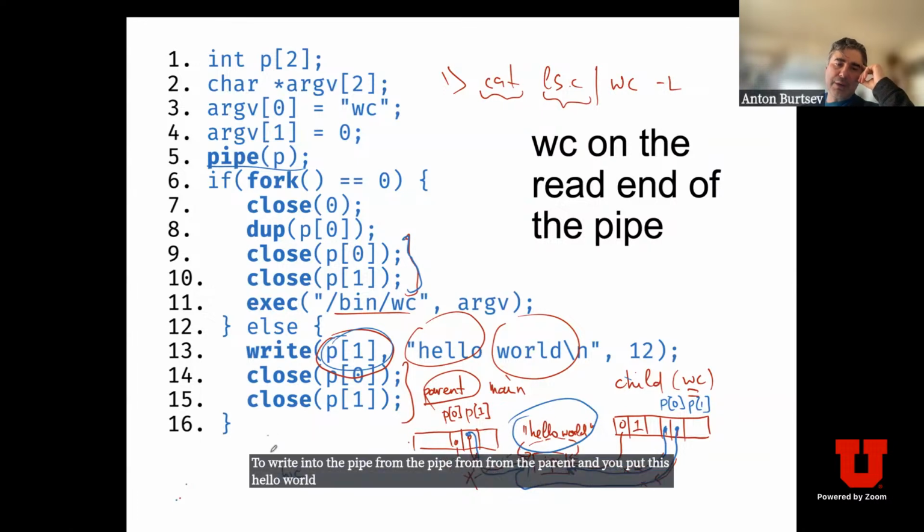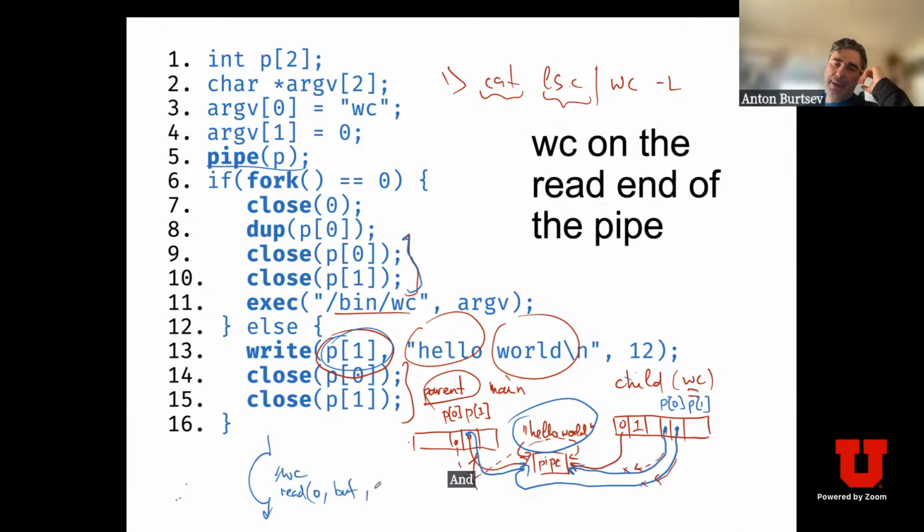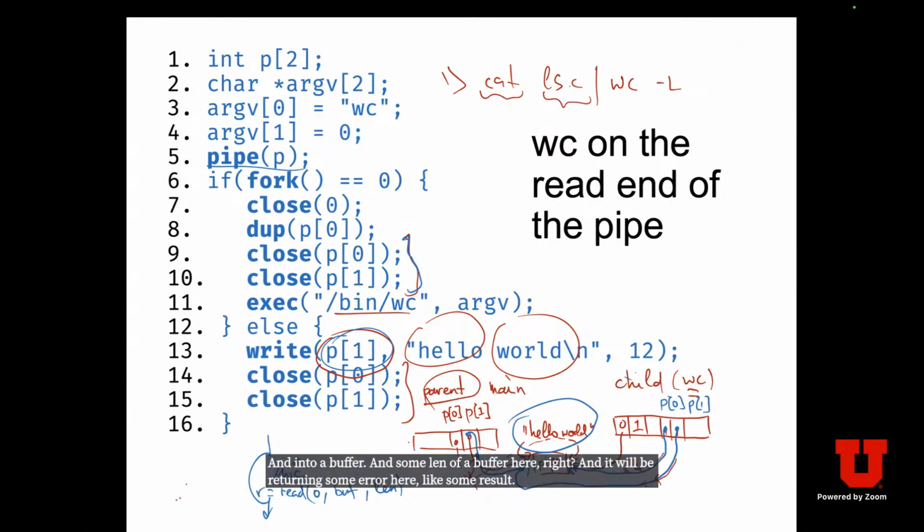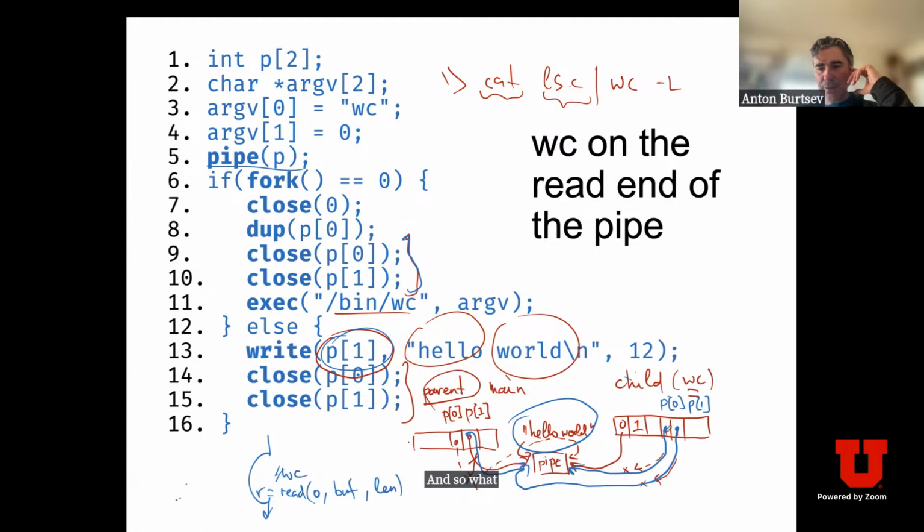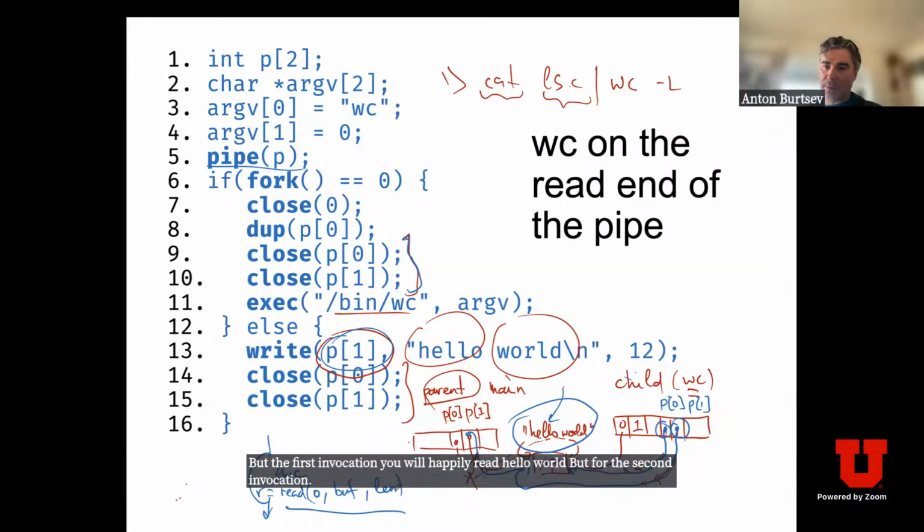WC will run some kind of a loop, where I will be reading from my standard input, which is 0, into a buffer with some length of a buffer here, and it will be returning some result. And so what happens is that unless you close these 2 ends of the pipe, for the first invocation, you will happily read hello world. But for the second invocation, you will be stuck here forever in this read.